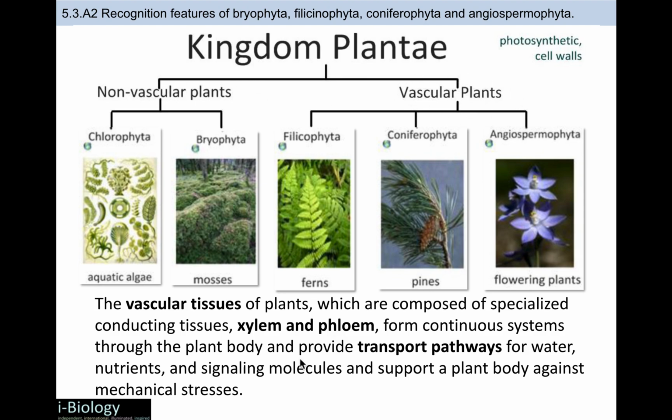So a vascular system, and here's the definition down here, is a transport system, which includes the xylem and phloem, which is going to transport water up to the leaves, like the trunk. The xylem and phloem would be in there, and it's going to transport different nutrients and water all the way up to the leaves of the plant. These two over here do not have those systems. Mosses, which are called Bryophyta, and the Chlorophyta, which is like algae, do not have vascular systems.